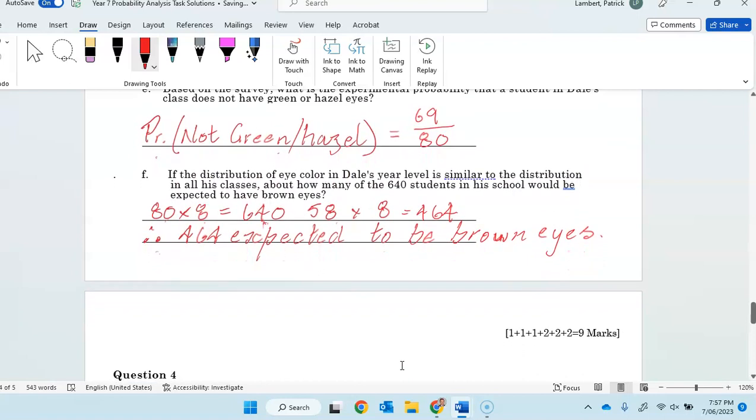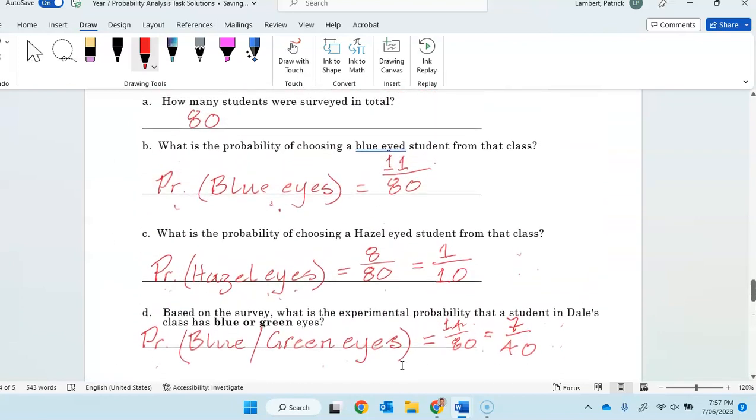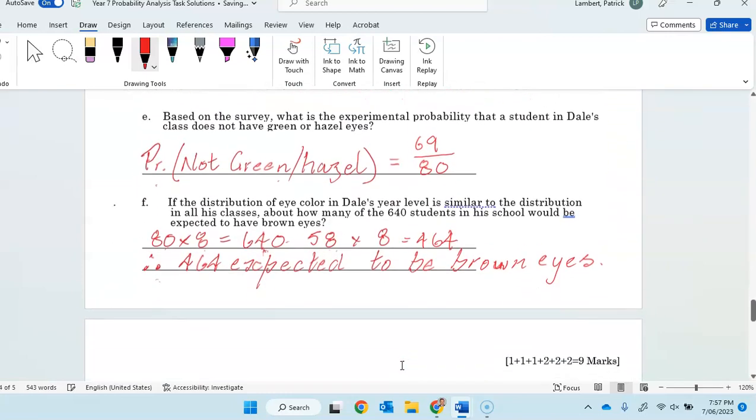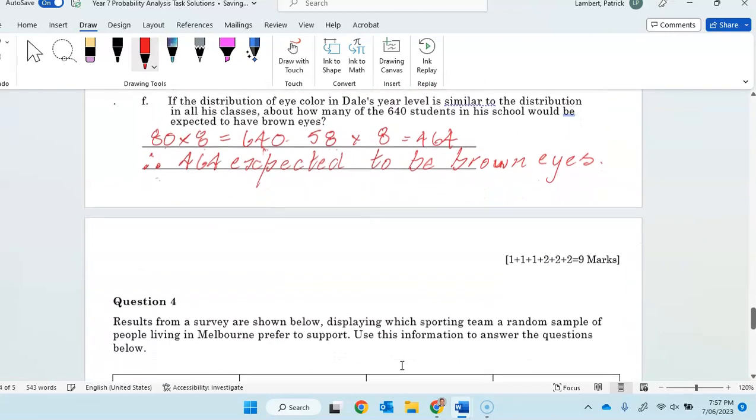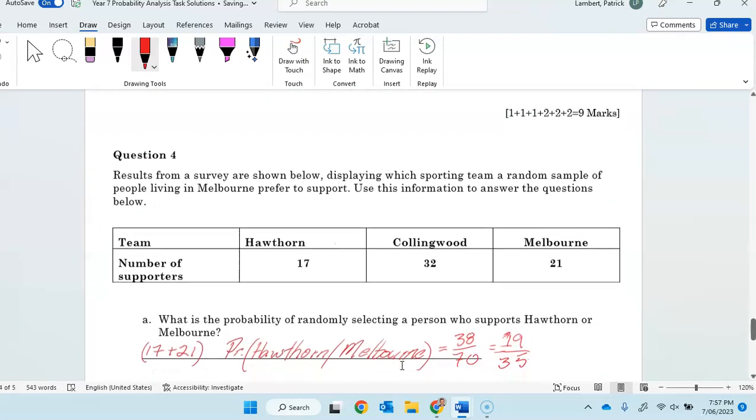If the distribution of eye colour is similar across the year level, and there's 640 students, how many would you be expected to have brown eyes? So 8 times 80 gives you 640, therefore 58 who had brown eyes here, that's multiplied by 8 as well, you get 464. So therefore 464 would be expected to have brown eyes.